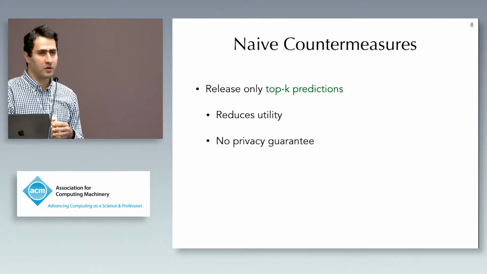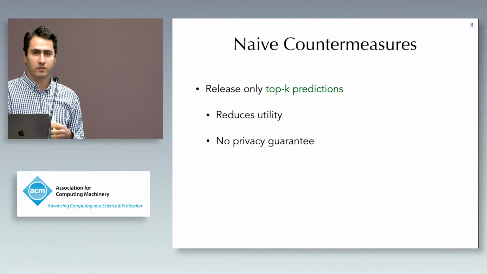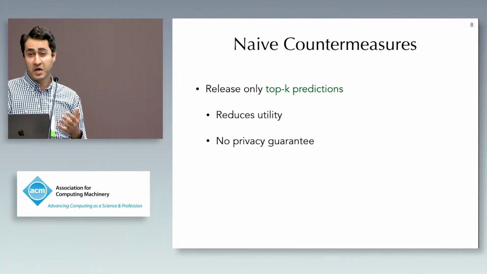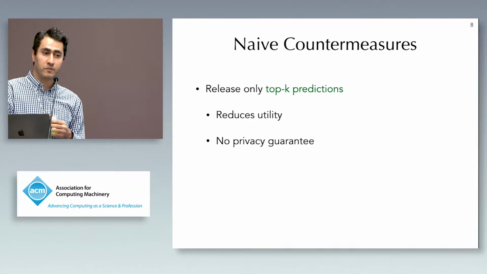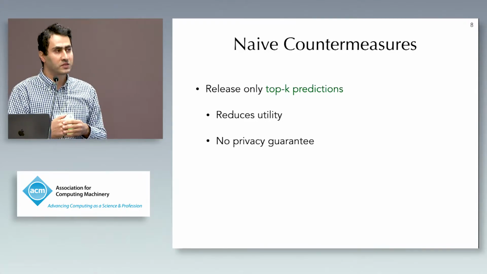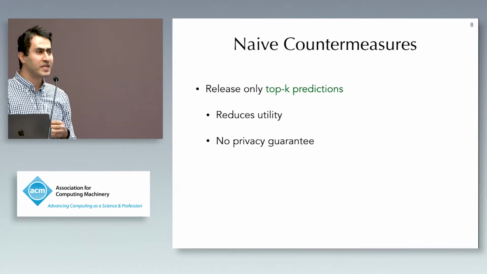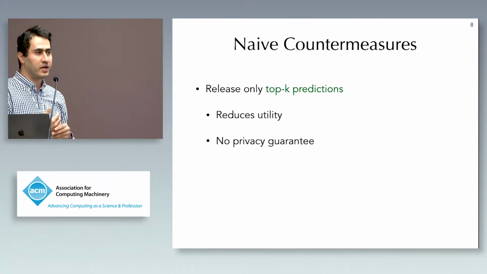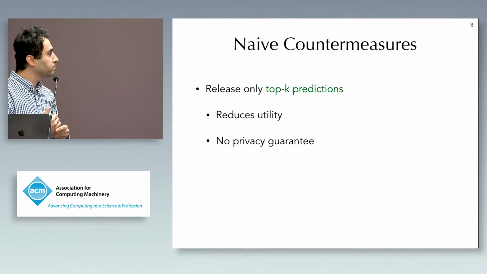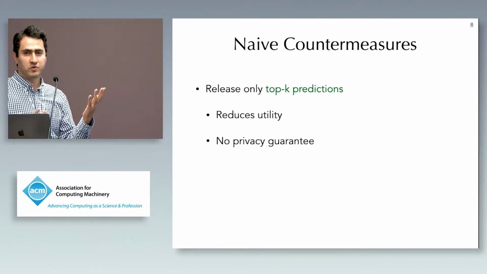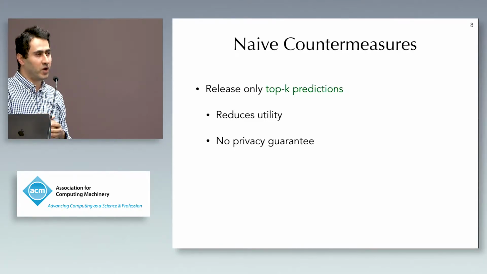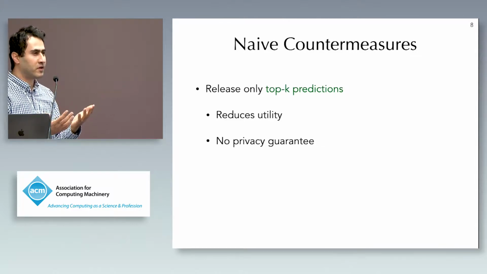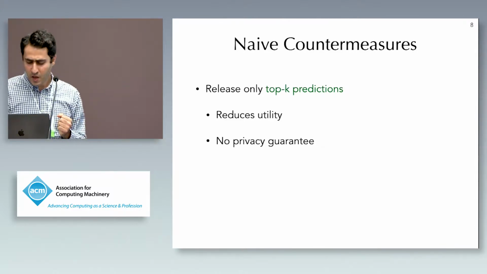And this has been shown by previous work to improve privacy. It provides some level of protection against membership inference attack. But the problem is that, first of all, it severely impacts the utility of the application. And also, this approach doesn't provide any provable guarantees on privacy, right? It works, but we don't really know what the guarantees on privacy are.